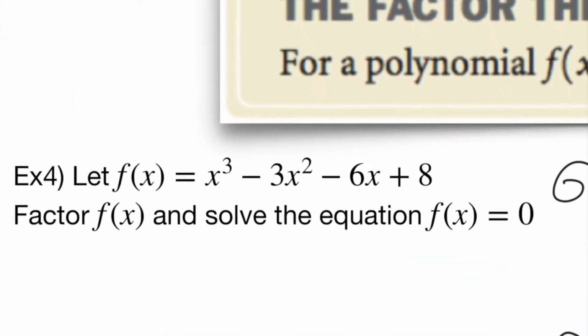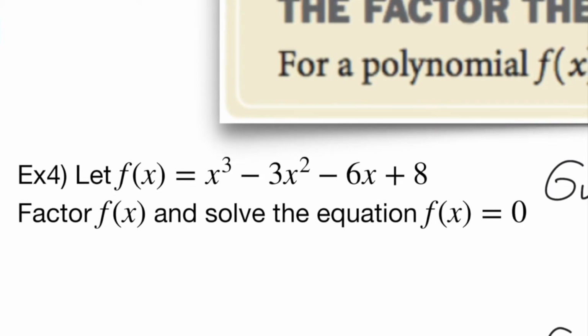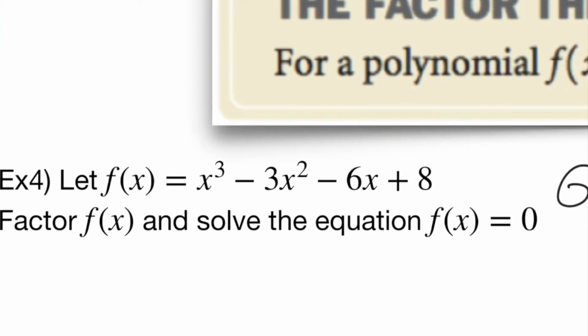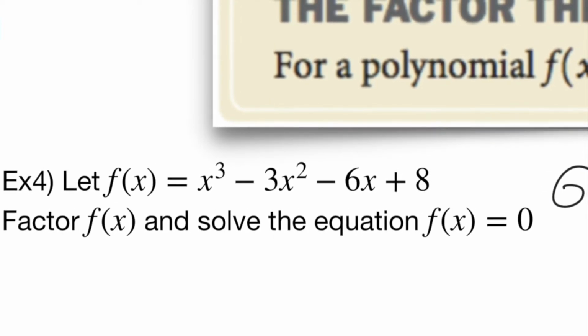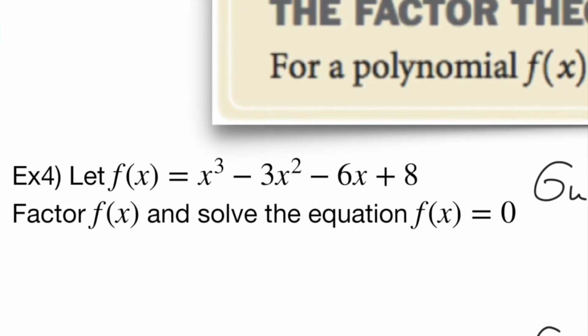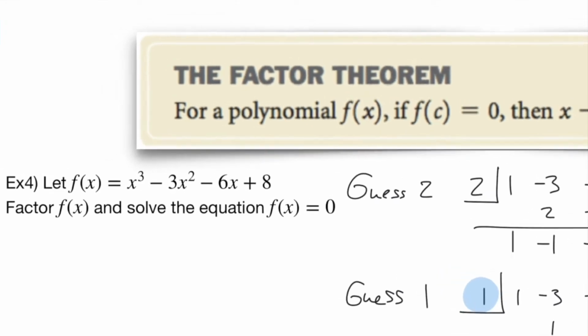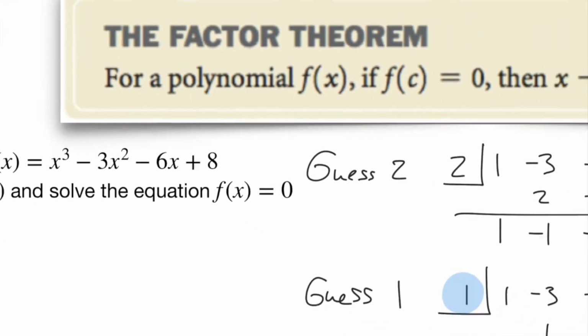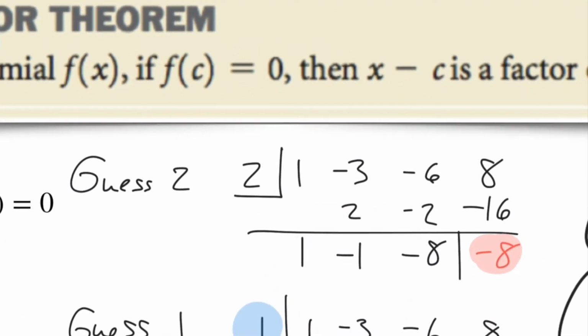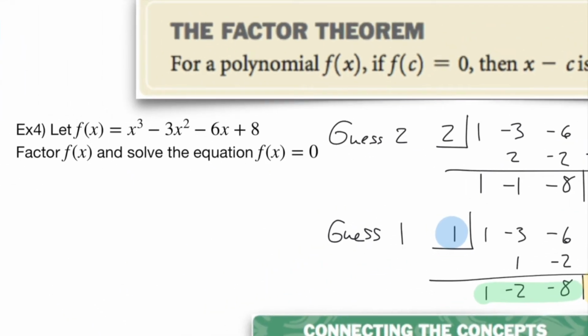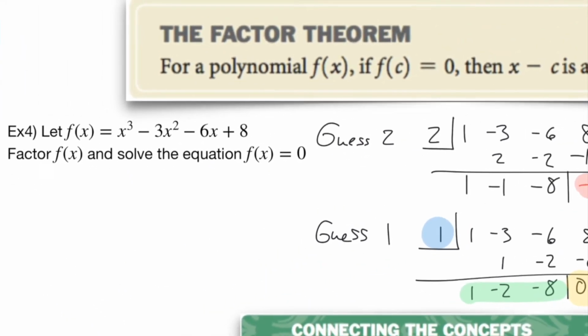So, for example, let's use the factor theorem and I'll show you how it works. If f of x is equal to x cubed minus 3x squared minus 6x plus 8, then we want to factor f of x and solve the equation. How do we factor it? Well, maybe one of the best ways to do it is just to guess. We're going to guess numbers that could be zeros of the function.